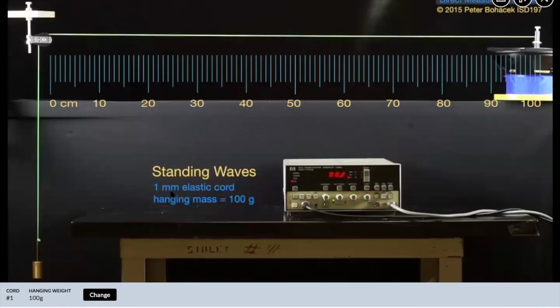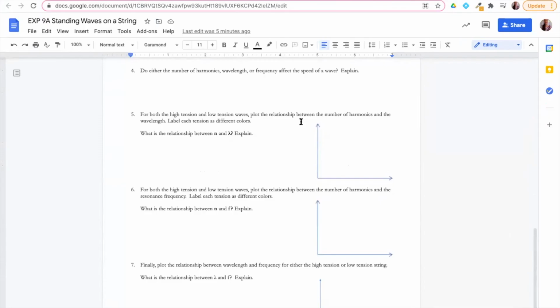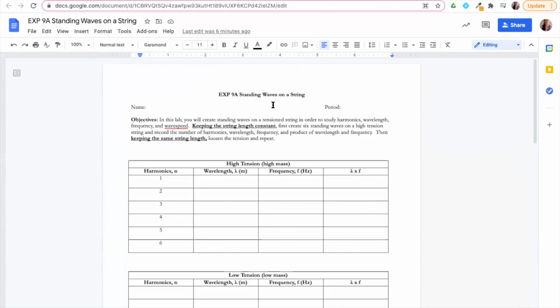For the rest of the graphs, in the conclusions, when you work on the graphs, keep in mind that these are sketches. You don't need to have perfect plots here. So what you could do is sketch the graph of number of harmonics versus wavelength and insert it in this position. This lab, experiment 9A, is due on Saturday.